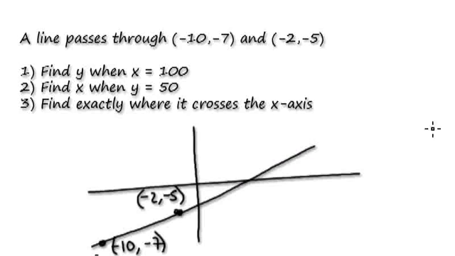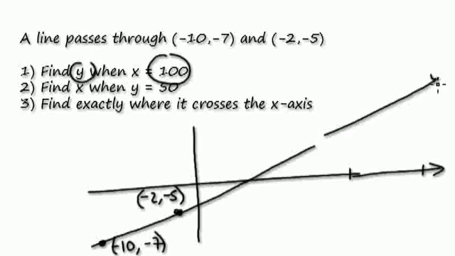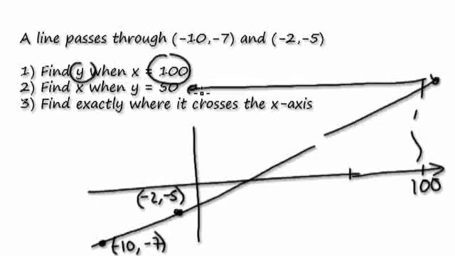So here, if you want to know what y will be when x is 100, let's say it's really far to the right. So the line will be somewhere up here. So let's say x equals 100 here. What will y be here?